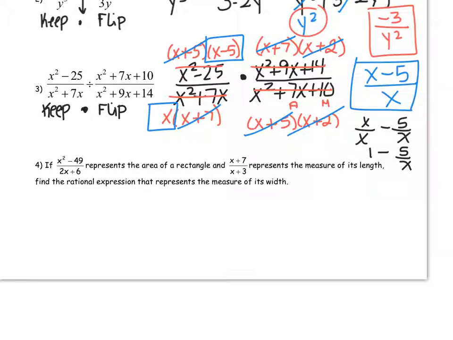Okay. So now let's read example number 4. If this expression represents the area of a rectangle and this expression represents the length, find the rational expression that represents the width. So remember, we just did it before, that the area of a rectangle is length times width. We're given the area and we're given the length, and we want to solve for the width. So all we're going to have to do is divide by the length to find the width. So the width is the area divided by the length. So try to see if you could do number 4 for homework again, and we'll go over that in class tomorrow. All right, one last example.